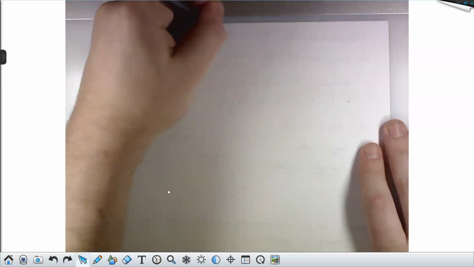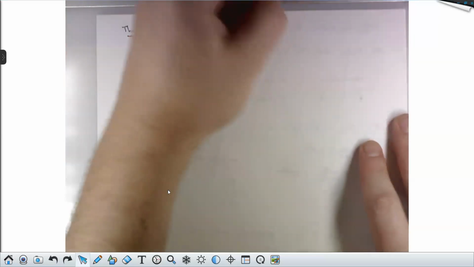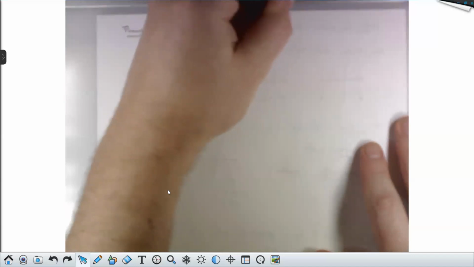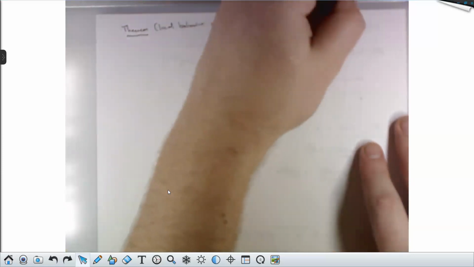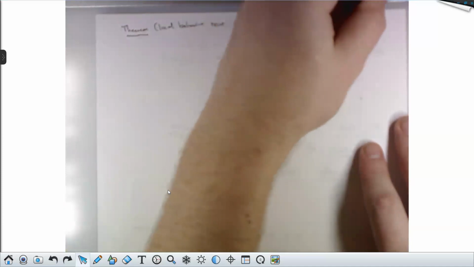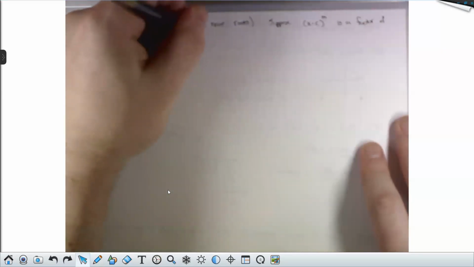Local behavior near roots for polynomials. The multiplicity of the root is what tells us how the thing will behave. So first, suppose x minus c to the m is a factor of the polynomial p of x.